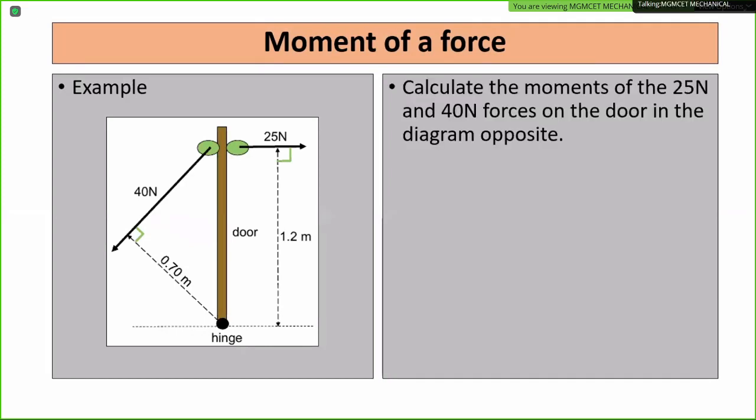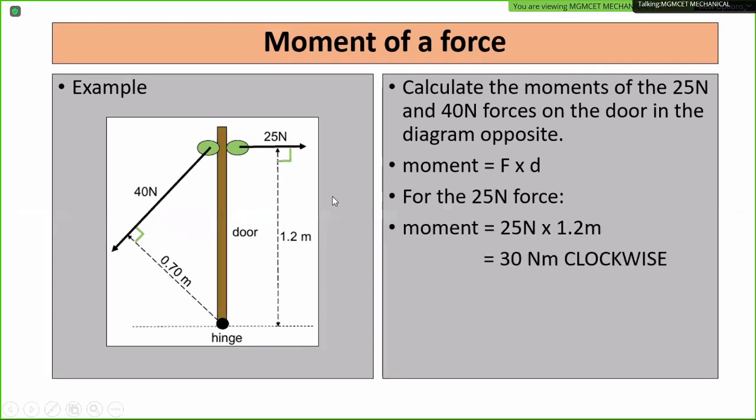So in short, once again we will see. Here you have to find out the moment of the 25 Newton force about the hinge. So definitely you will say 25 into 1.2, and the moment will be in clockwise direction. So this 25 Newton force moment will be 25 Newton into 1.2 meter, which is nothing but 30 Newton meter, and it is in clockwise direction.